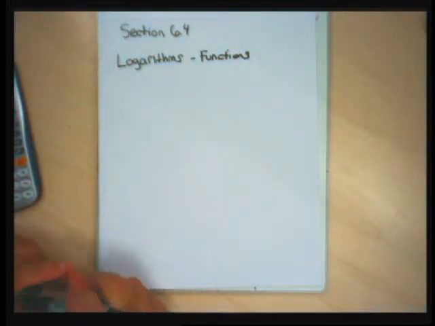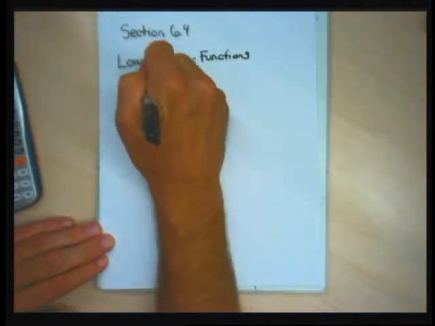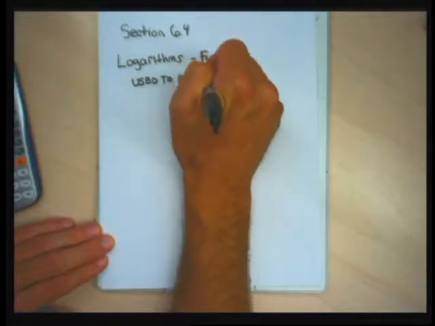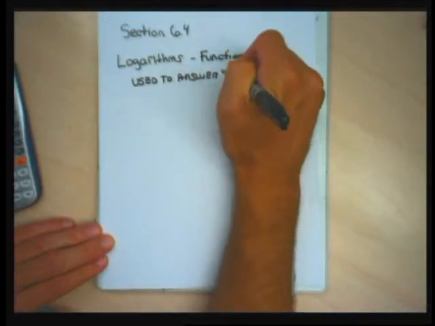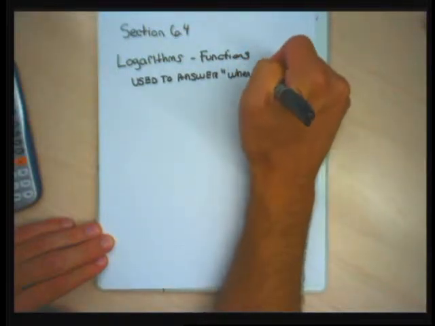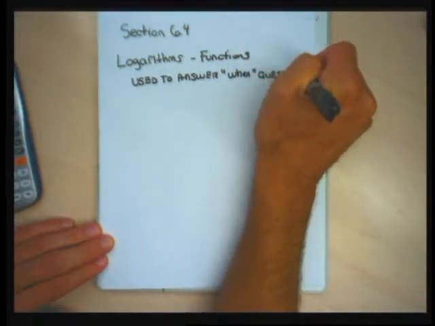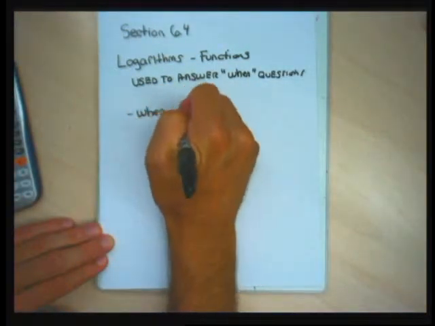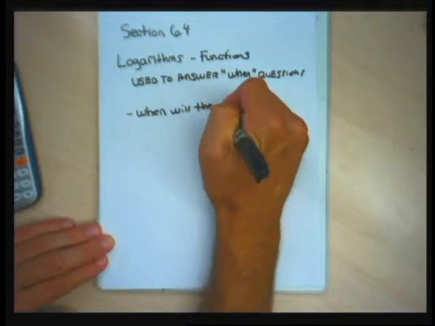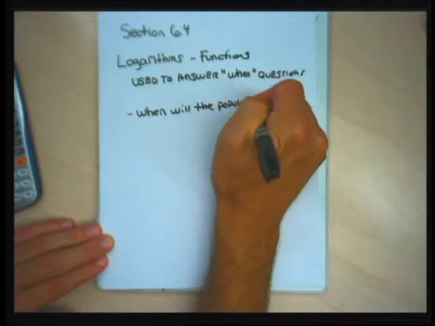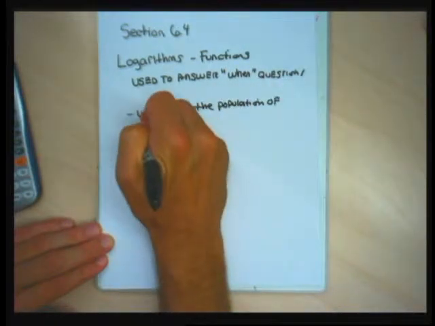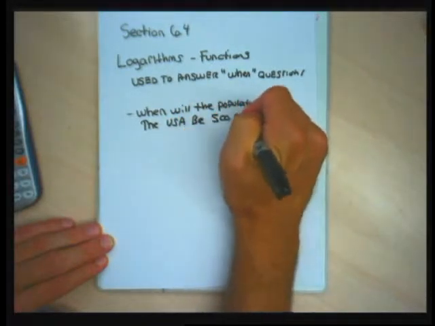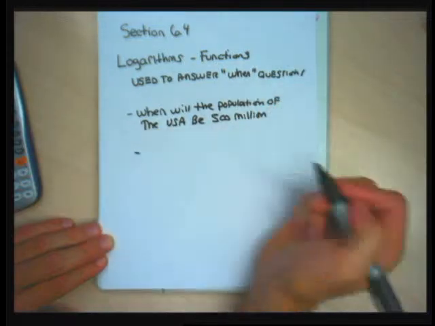And they are used to answer "when" type questions. When something will happen, I'll say when questions. For instance, if I wanted to answer the question, when will the population of the USA be 500 million? That computation would definitely use a logarithm.